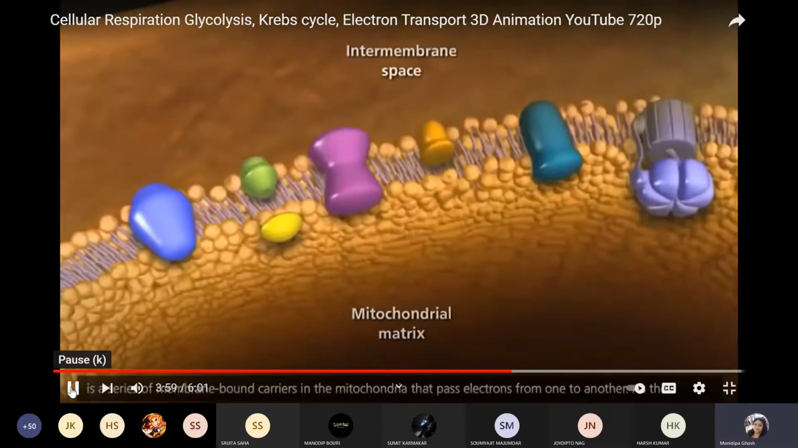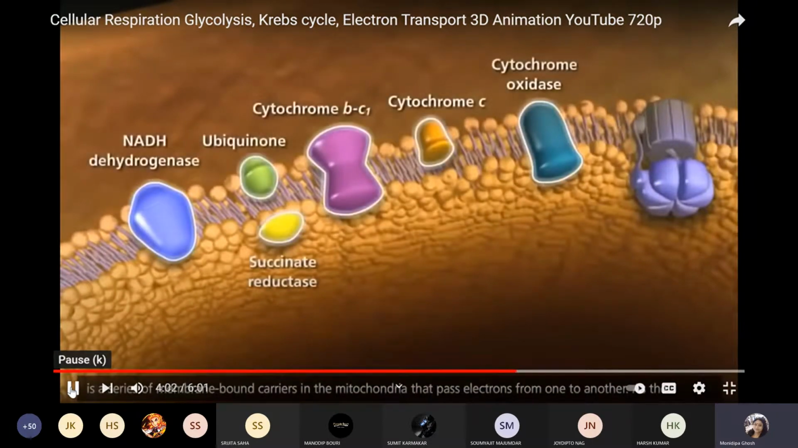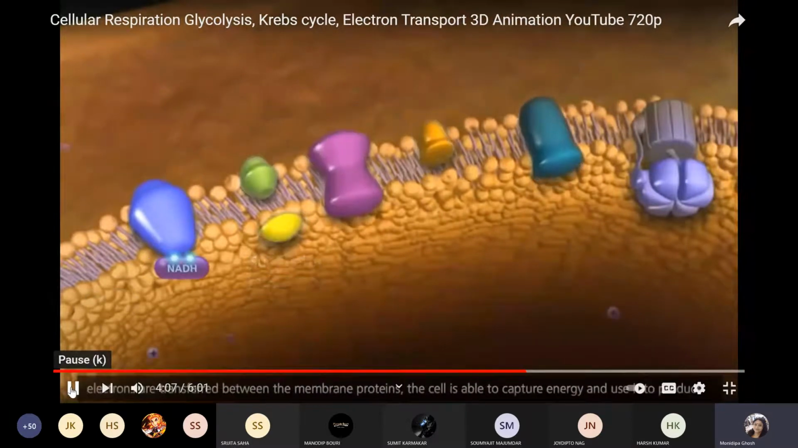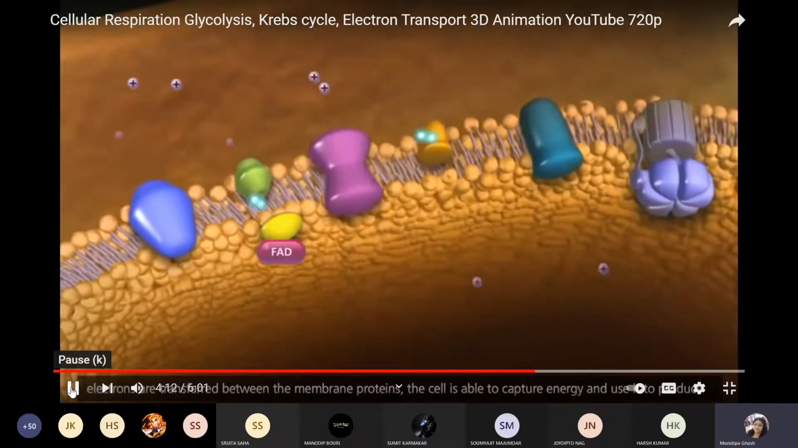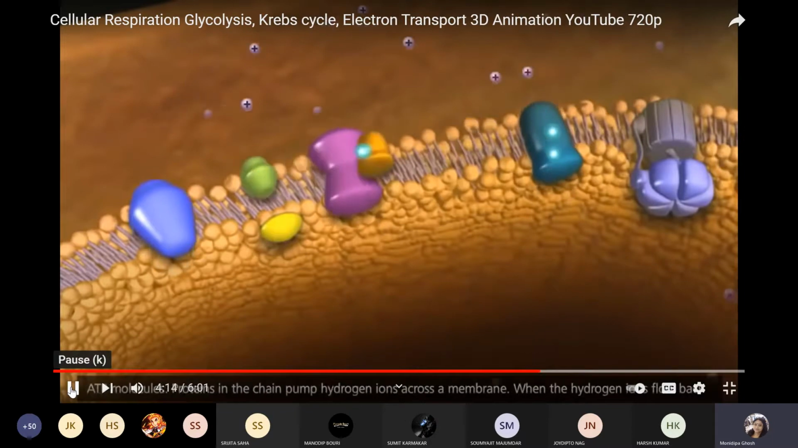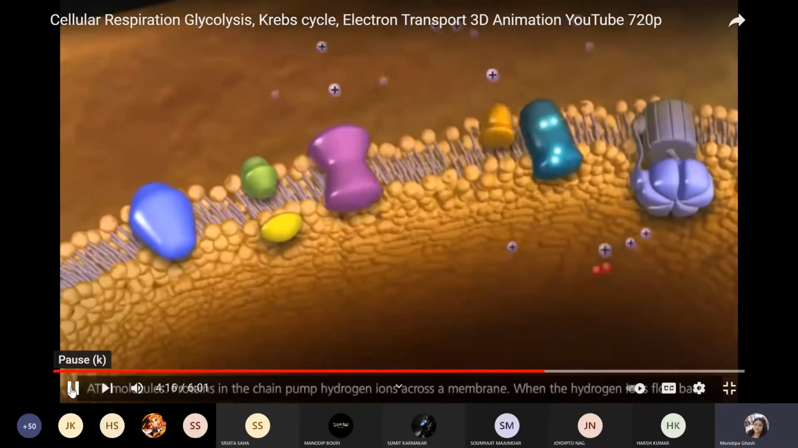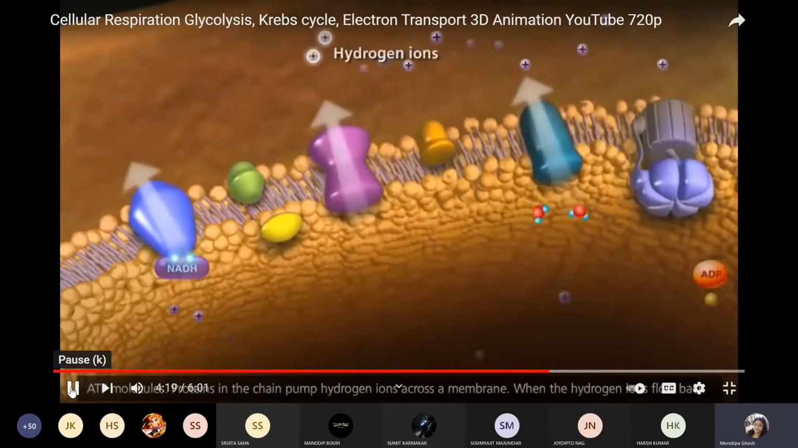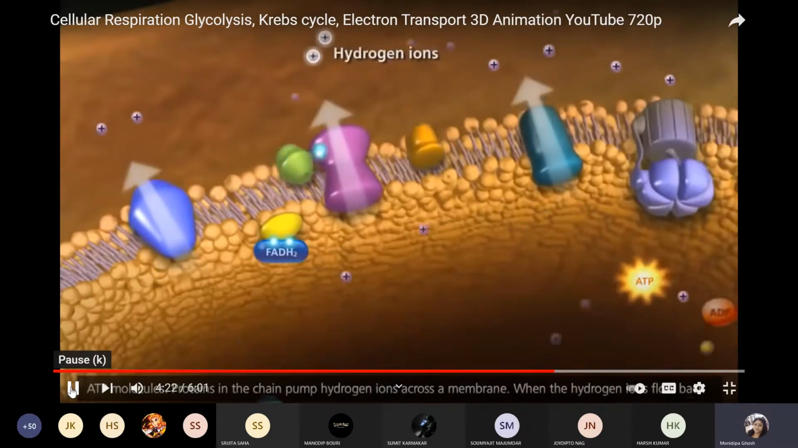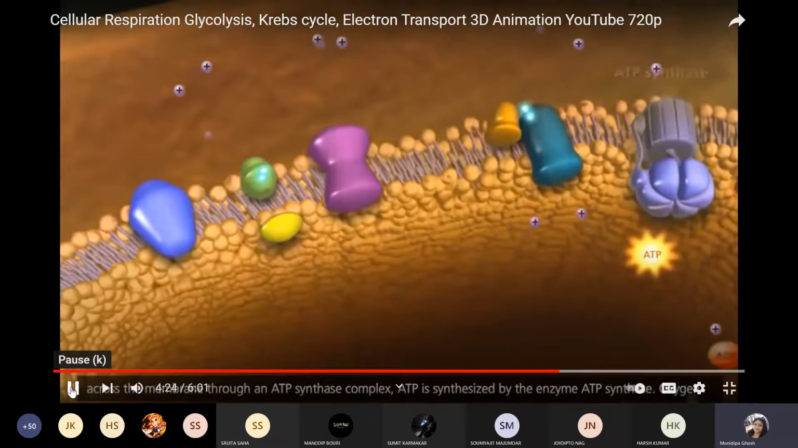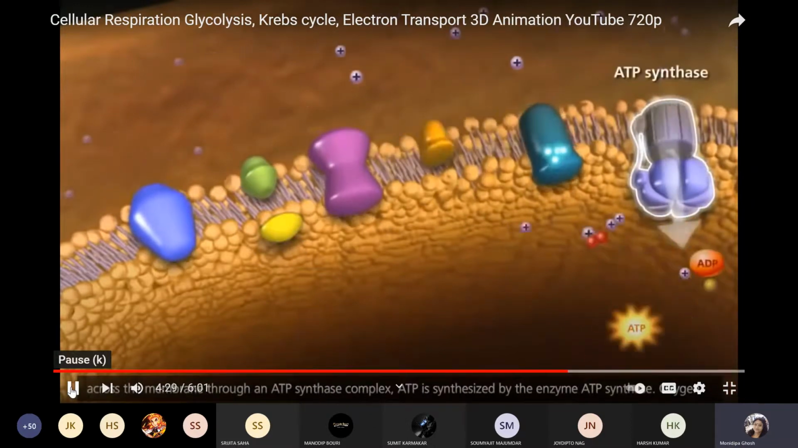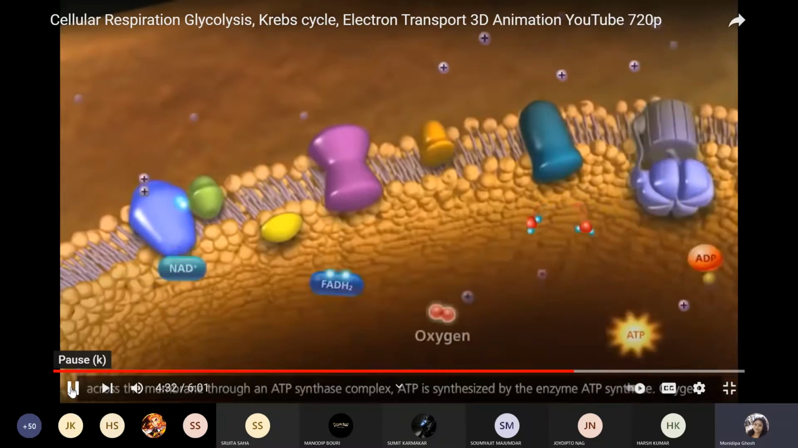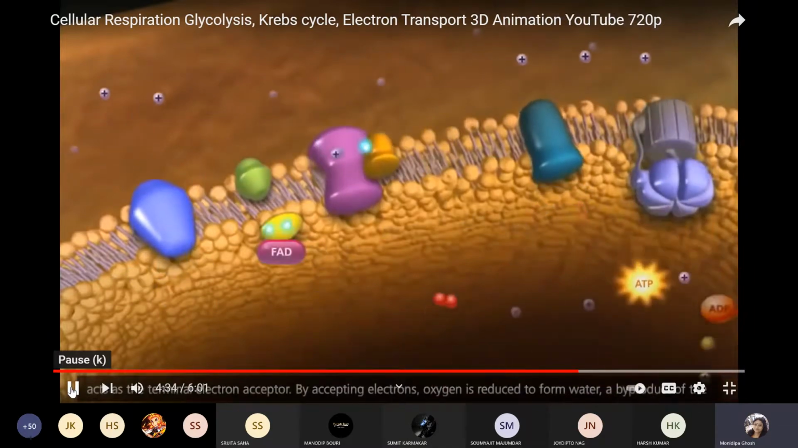The electron transport chain is a series of membrane-bound carriers in the mitochondria that pass electrons from one to another. As the electrons are transferred between the membrane proteins, the cell is able to capture energy and use it to produce ATP molecules. Proteins in the chain pump hydrogen ions across a membrane. When the hydrogen ions flow back across the membrane through an ATP synthase complex, ATP is synthesized by the enzyme ATP synthase. Oxygen acts as the terminal electron acceptor.